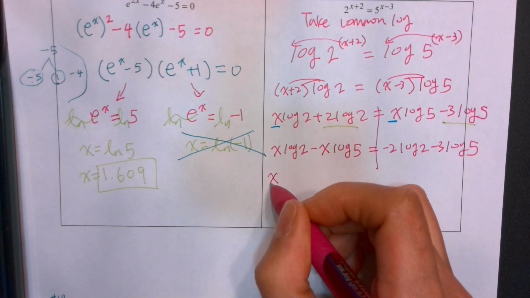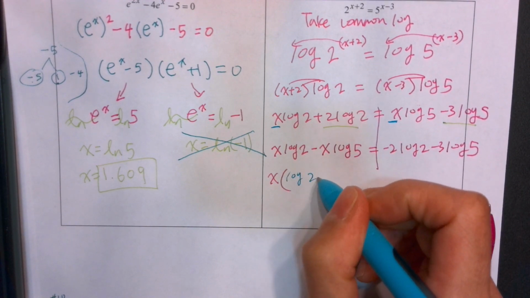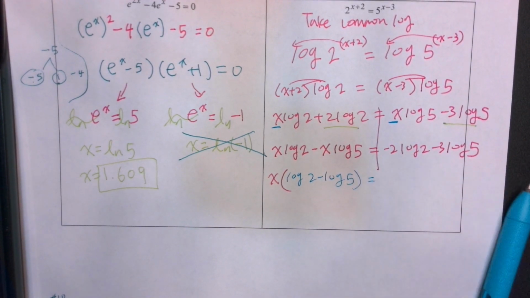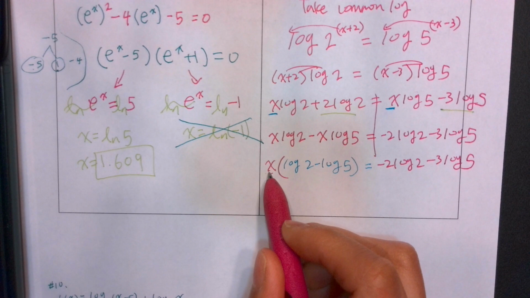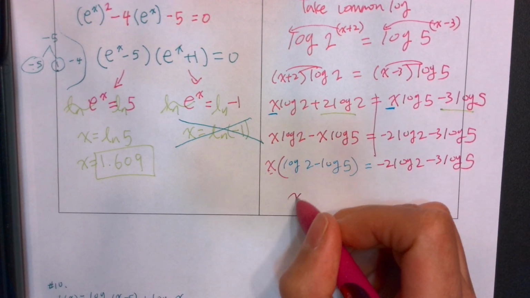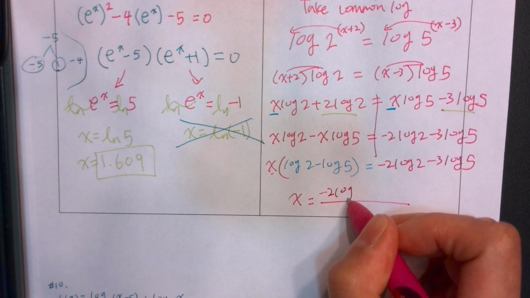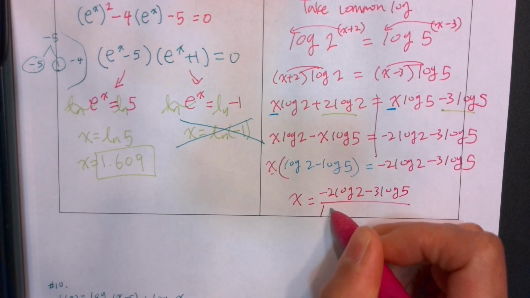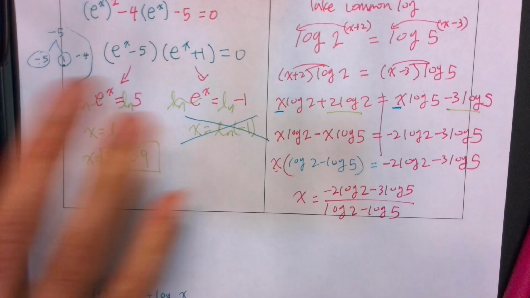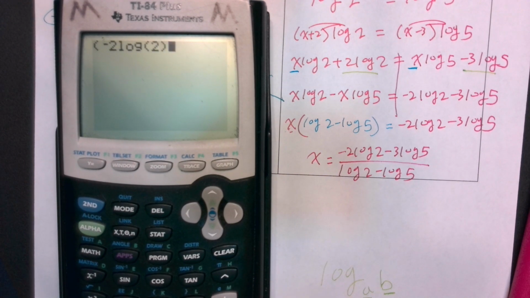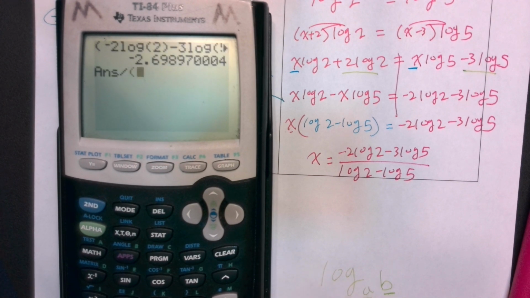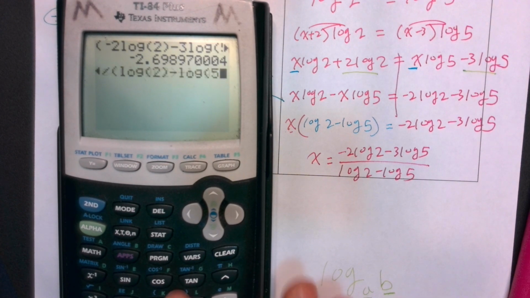Common factor x, pull it out. X times log of 2 minus log of 5 is equal to the same thing, negative 2 log of 2 minus 3 log of 5. How to get x by itself? You're going to divide both sides by this blue thing. So x is equal to negative 2 log of 2 minus 3 log of 5, divided by log of 2 minus log of 5, which looks awfully long, but you can actually plug it in your calculator. Negative 2 log of 2 minus 3 log of 5, divided by log of 2 minus log of 5.